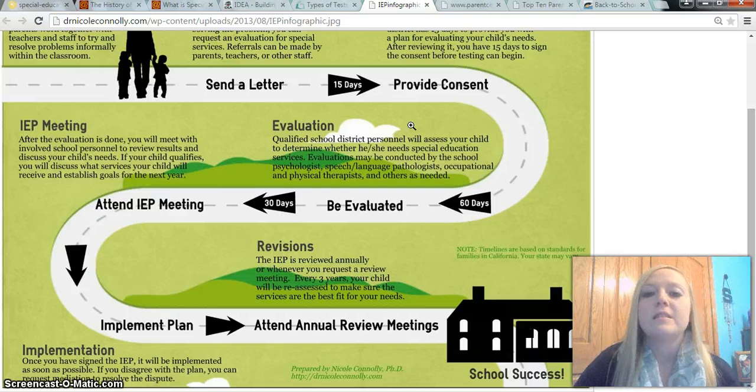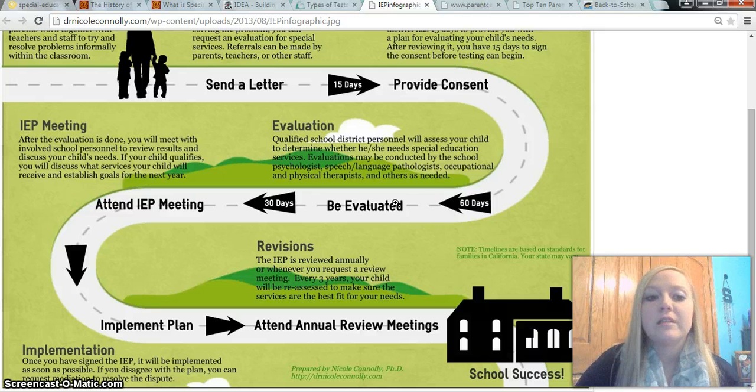And what this does is this really assesses your child. So let's say the screening test, we found a problem or there was something at home that you recognized. We will do a more in-depth determination of assessing your child and determine whether they need these special services. And they can be detected by the school psychologist, speech language pathologist, occupational and physical therapist, and others if we need them. So next is really setting up the IEP meeting.